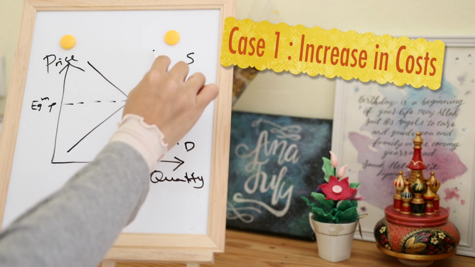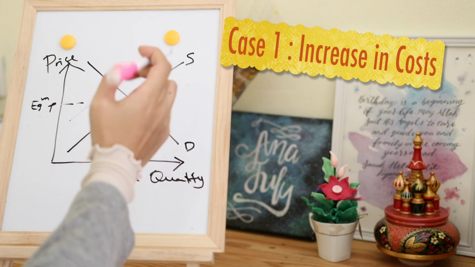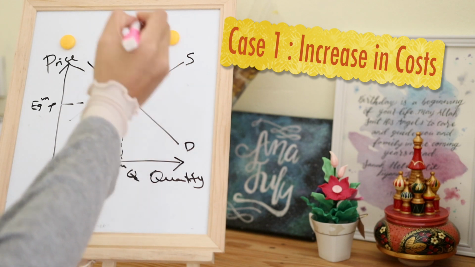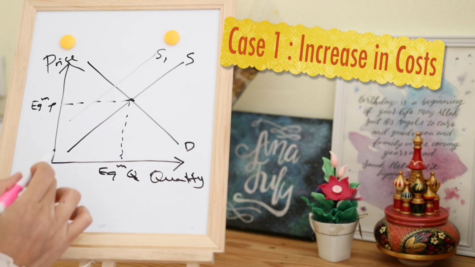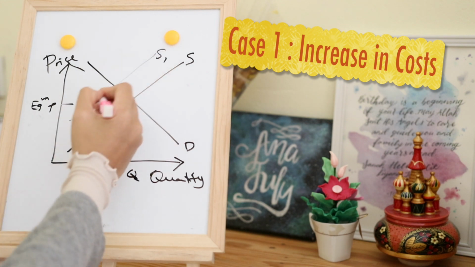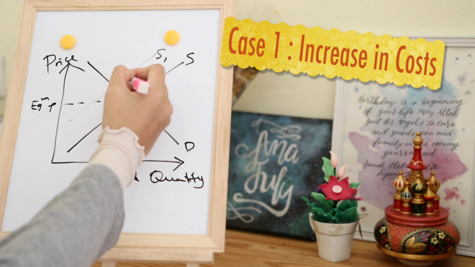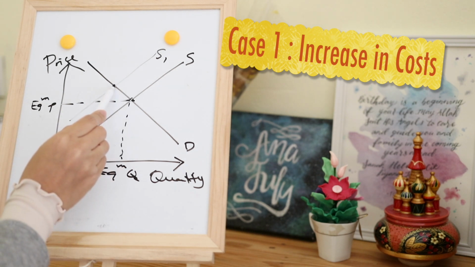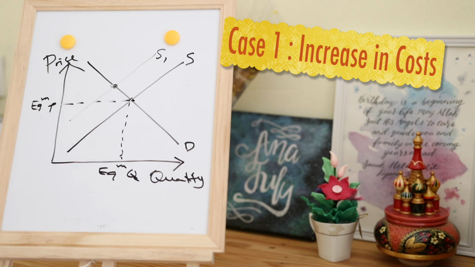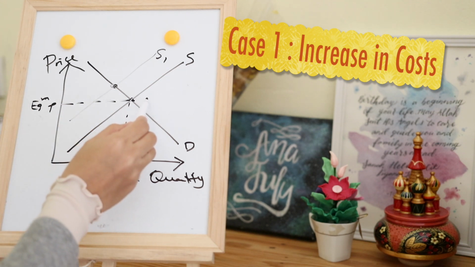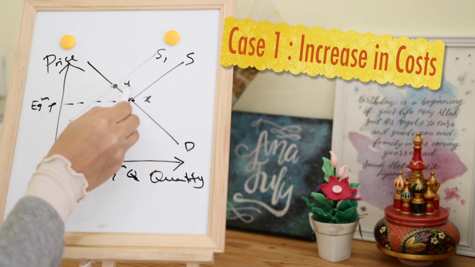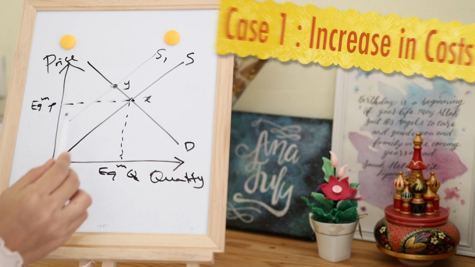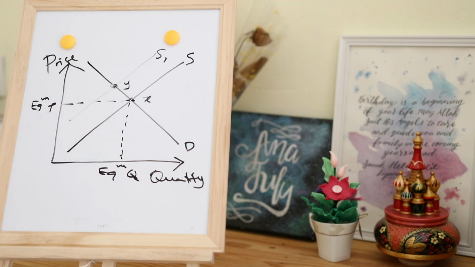Supply will shift to the left, which will result in S1. This is the result of the increase in the cost of production. The initial equilibrium point is at this point. As you can see here, the equilibrium point will change from point X to point Y. This is what we call the market effect.